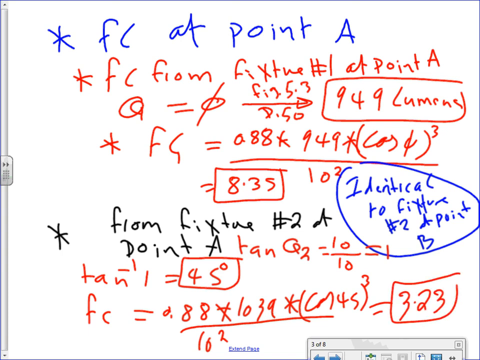Can you guys see that? Why it's symmetrical? You do not need to do this calculation. You could say it's symmetrical, so from 2 to A is symmetrical to 1 at B. Any comments, guys?